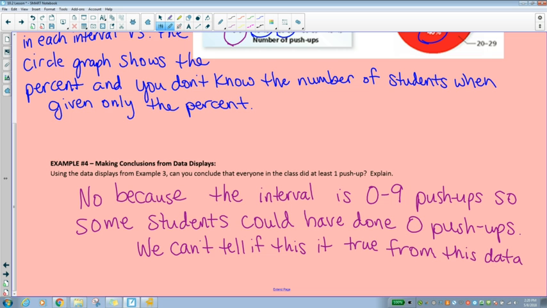And because we can't tell if it's true, we cannot make a conclusion to say that everybody did at least 1 push-up. We would need other data to prove that this is actually true.